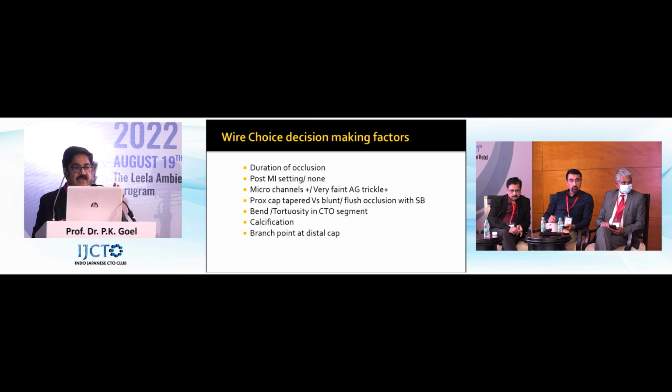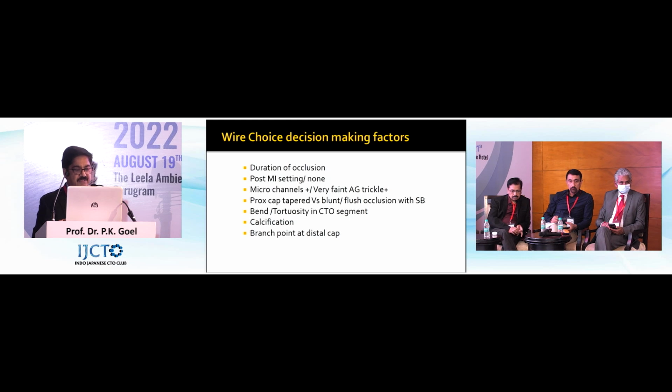That's important. Now, wire choice decision-making factors: one is the duration of occlusion. We understand that. If it is a post-MI setting, I think a Pilot type of wire is good for a post-MI setting till about 3 months. Microchannels, if you see, then something like an XT wire, XT, XTR, these may be good wires to cross. Proximal cap is tapered versus blunt. If it is tapered, then most of the hydrophilic wires you could try. But if it is blunt, then you need a penetration type of wire, which could be any grade depending on how tough it is.